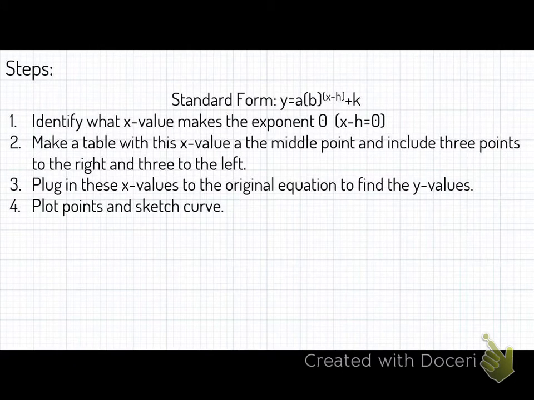Here are the steps. Let's have the teacher pause the video here and have the students write all these steps down.